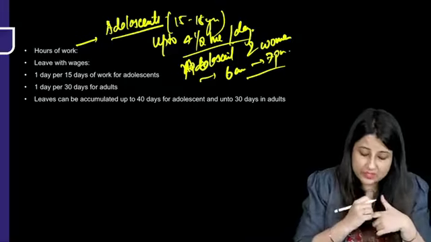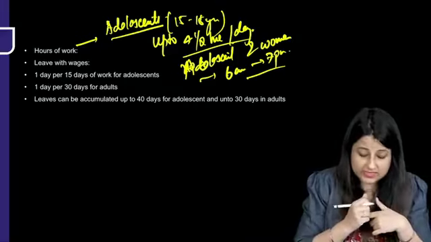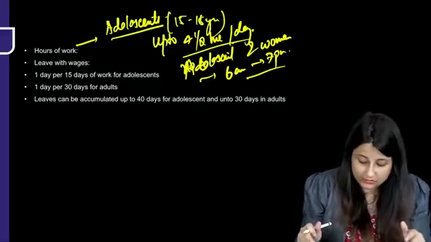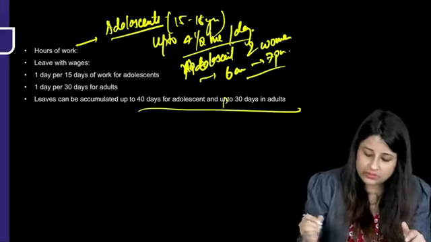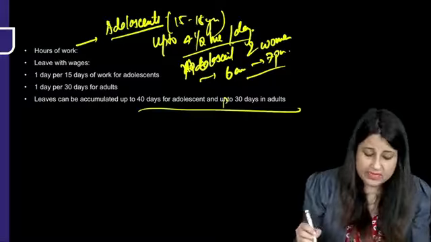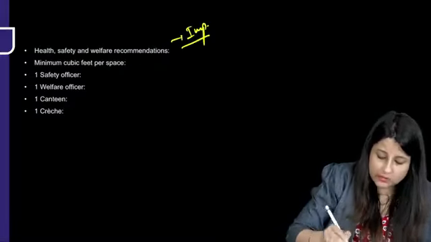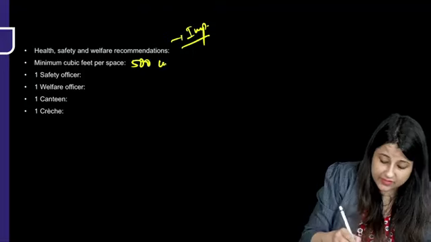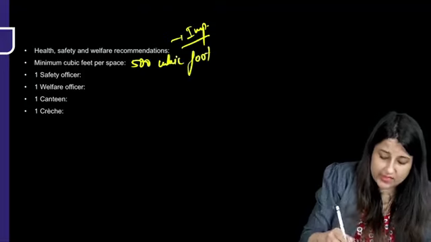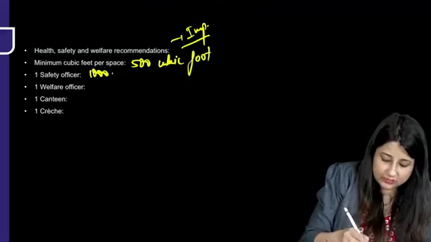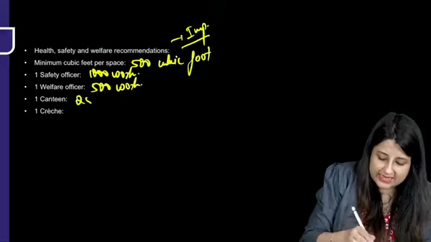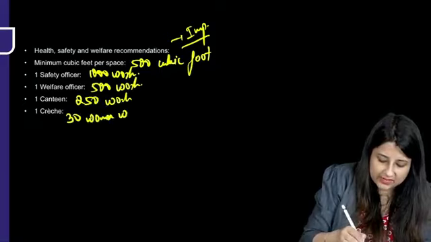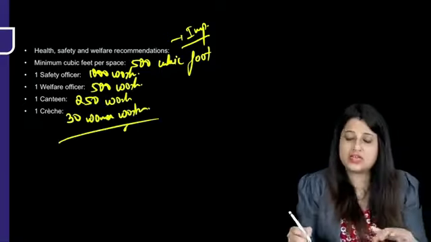Leave with wages, 1 day per 15 days of work for adolescents and 1 day per 30 days of work for adults. Leaves can be accumulated up to 40 days for adolescents and also up to 30 days in adults. This is extra information. Important is this one. Minimum space is 500 cubic feet that every worker should be given. One safety officer for 1,000 workers present. One welfare officer for 500 workers. Canteen for 250 workers and creche for 30 women workers. If there are 30 women workers, we need to have a creche under the Factories Act.